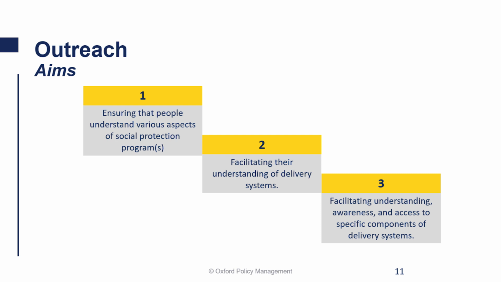Secondly, another aim is facilitating their understanding of delivery systems, including processes, institutional actors, points of contact, and how to contact them. Timing and place of registration is also very important, and rights and responsibilities, channels for filing grievances, complaints, and appeals, are all part of the aims of the outreach. Thirdly, facilitating understanding, awareness, and access to specific components of delivery systems such as social registries or other related systems such as payment systems, civil registration, and foundational ID system is also of integral importance.